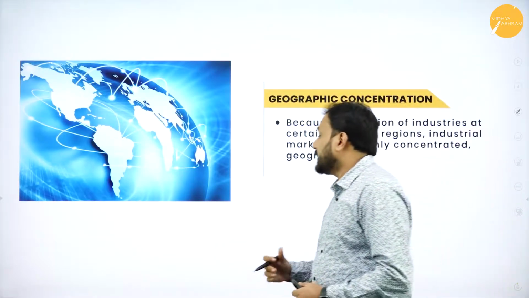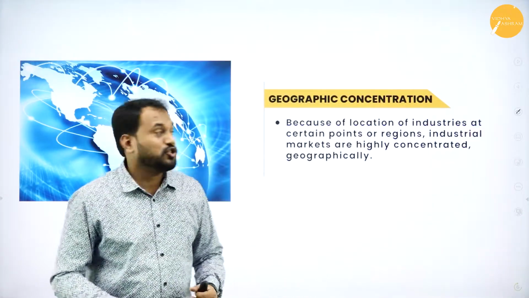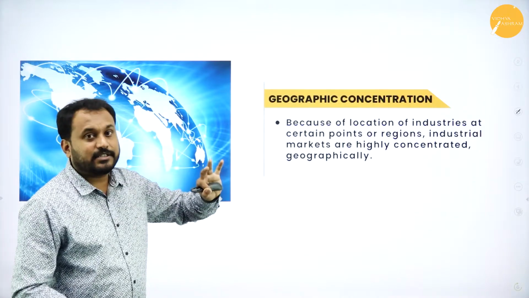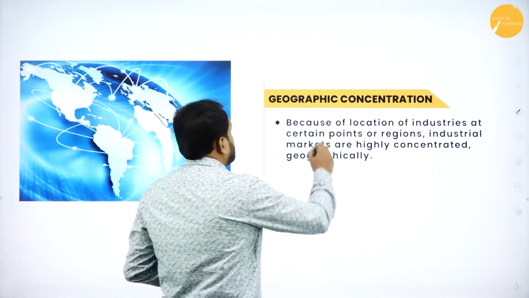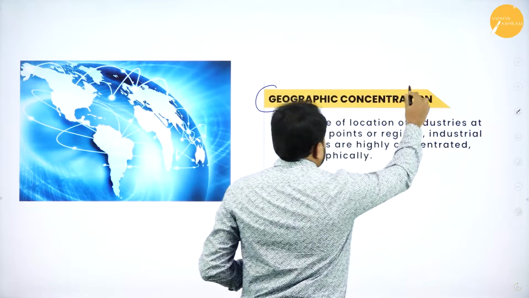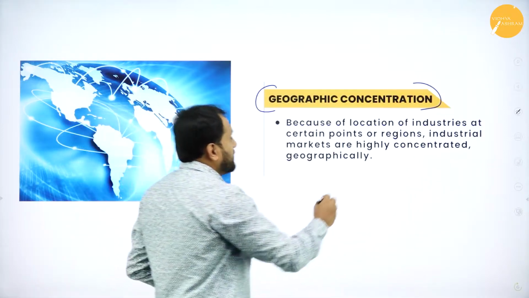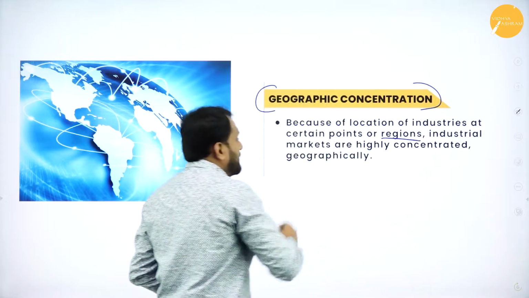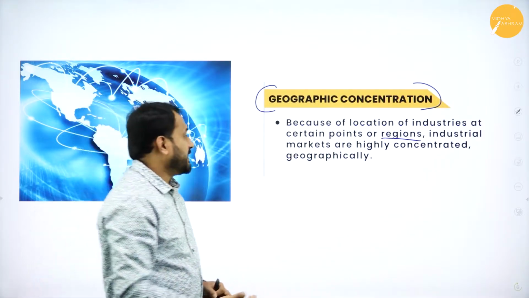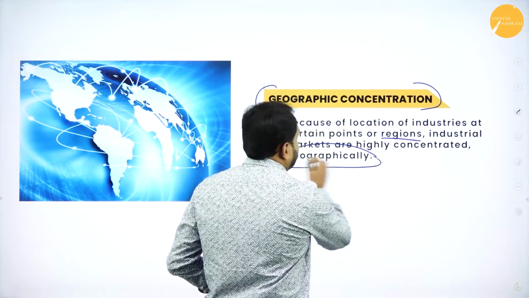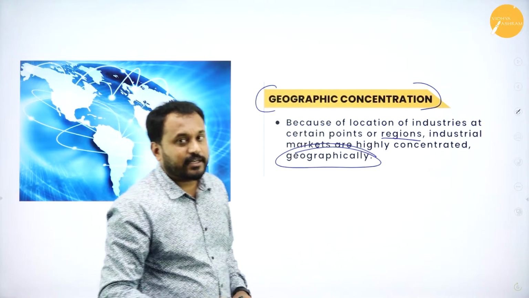Next one we'll go to, that is geographical. What is it? Geographical concentration. These industrial products are what? Geographically they are concentrated. Where exactly are they? Because of the location of industries at certain points or regions, industrial markets are highly concentrated geographically. What is this high concentration?